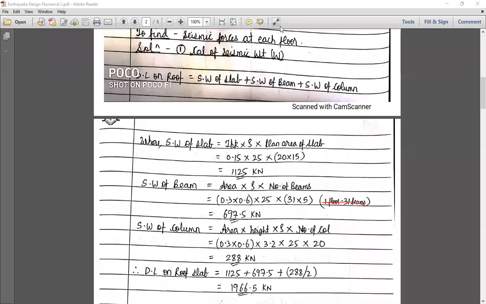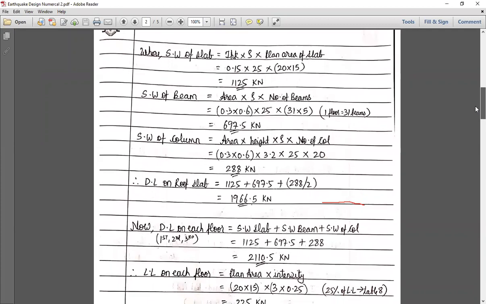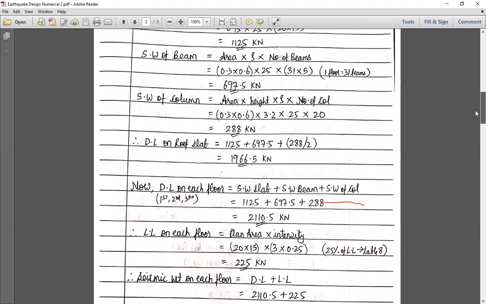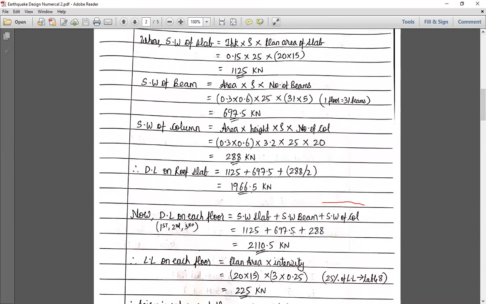Now let us move on to the next step. Yes, the next step is dead load on each floor. ठीक है, तो अभी roof slab हो गया. So now let us find out the dead load on each floor, which is given by self weight of the slab plus beam plus column. ठीक है, self weight of the slab we have calculated, this is 1125 and then beam है 697. अभी यहाँ पे देखो self weight of the column we are considering full, तो पूरा value लेंगे 288. So this is coming out to be 2110.5 kilonewton.